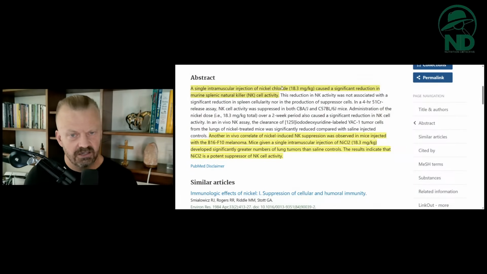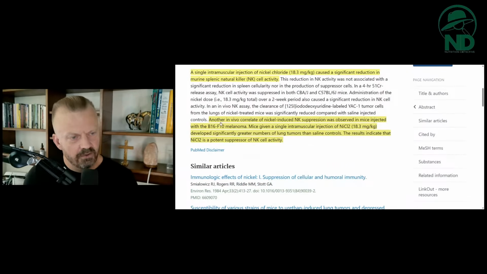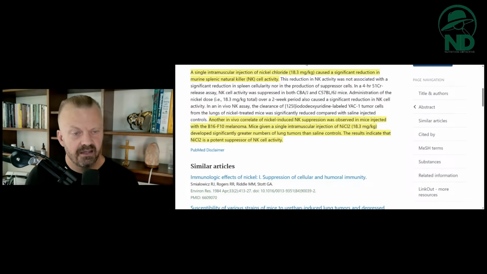They did a single injection, significant reduction in natural killer cells. Another in vivo correlate of nickel-induced natural killer suppression was observed in mice injected with the melanoma. Mice given a single intramuscular injection of nickel chloride developed significantly greater numbers of lung tumors than saline controls. The results indicate that nickel chloride is a potent suppressor of natural killer cell activity.